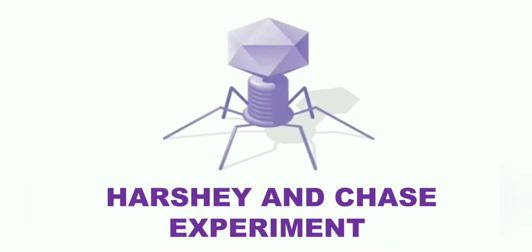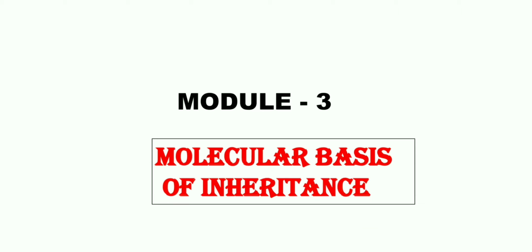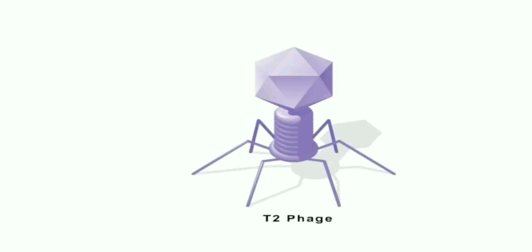Module 3, Hershey and Chase experiment from the chapter Molecular Basis of Inheritance. In 1953, Hershey and Chase confirmed DNA's prominent role in genetics by demonstrating that DNA is the genetic material of a virus called phage T2.